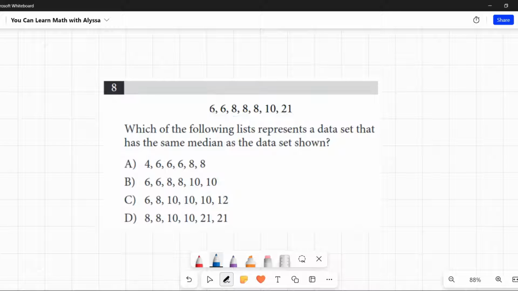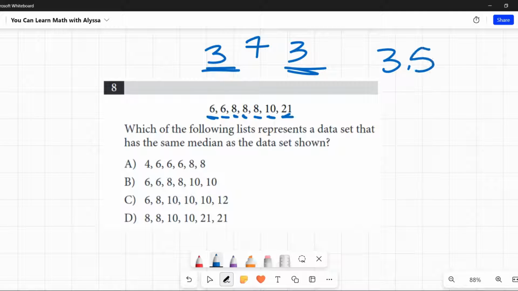What you're going to do is count how many numbers there are in the data set. 1, 2, 3, 4, 5, 6, 7. This is an odd number. So if I were to say, what's the number right smack dab in the middle? There would be 3 on either side and then 1 in the middle. So if it's odd, you're going to divide it by 2. 7 divided by 2 is 3.5. So you know there's going to be 3 on either side, and then the number in the middle is the one that you want.